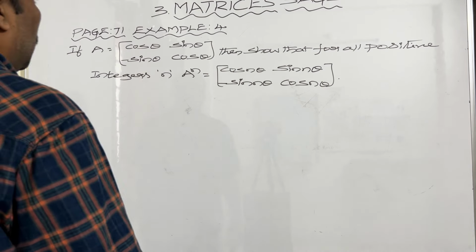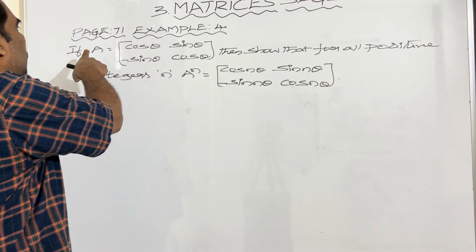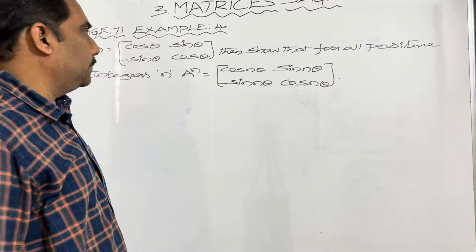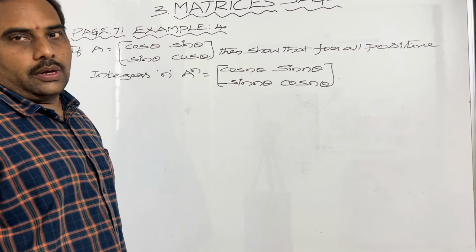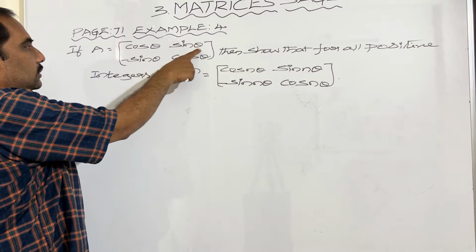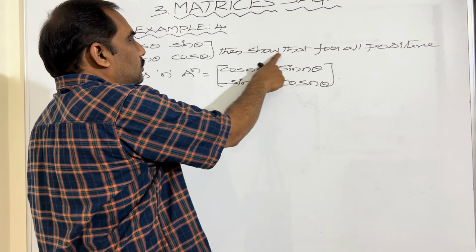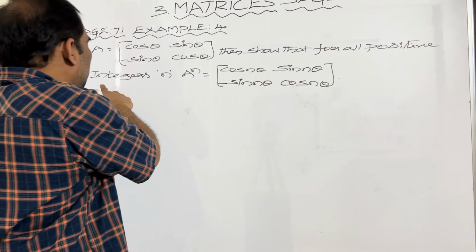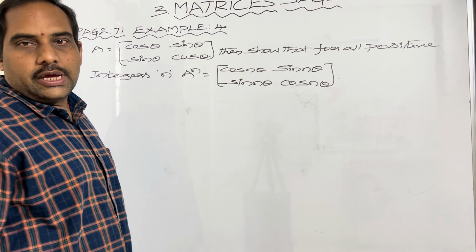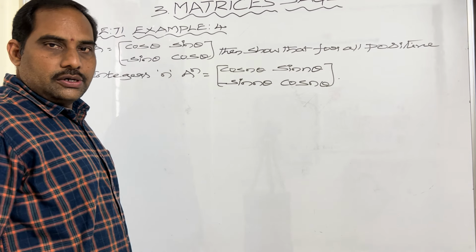In this video we are going to discuss matrices SAQs. The question is on page number 71, example 4, very important, many times repeated in the examination also. If matrix A is equal to cos theta, sin theta, minus sin theta, cos theta, then show that for all positive integers n, A to the power of n is equal to cos n theta, sin n theta, minus sin n theta, cos n theta.